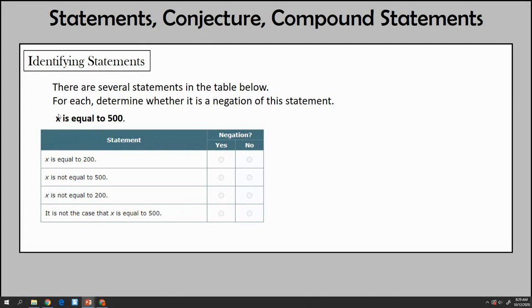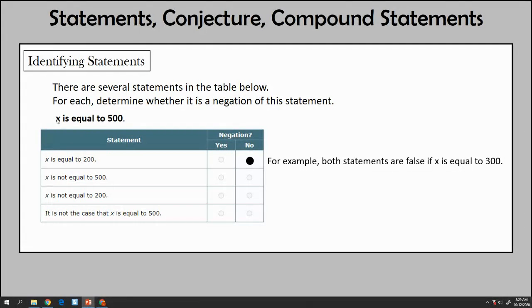Okay. Looking at negations of statements. Remember, they've got to have the opposite truth value. Let me just go through the directions. There are several statements below. For each, determine whether it's the negation of this statement: X is equal to 500. So they're telling us X is 500. Is X is equal to 200 the opposite in meaning of X is equal to 500? Well, no, right? Both statements are false if X was equal to 300. Remember, we can't have a negation that can have the same truth value.